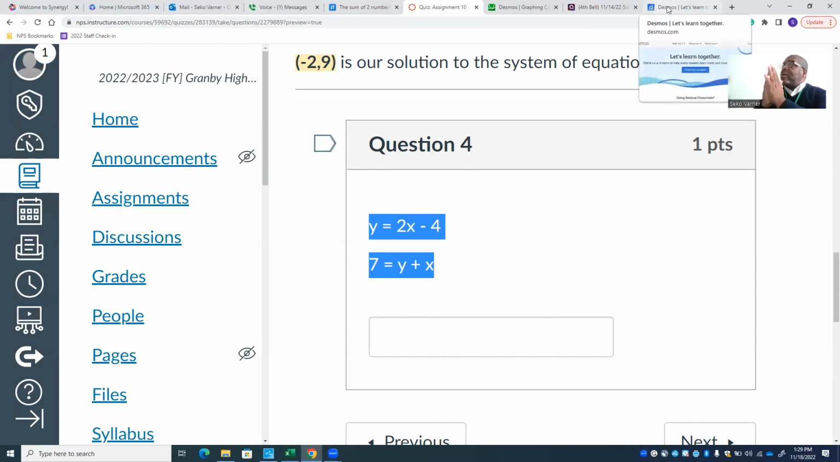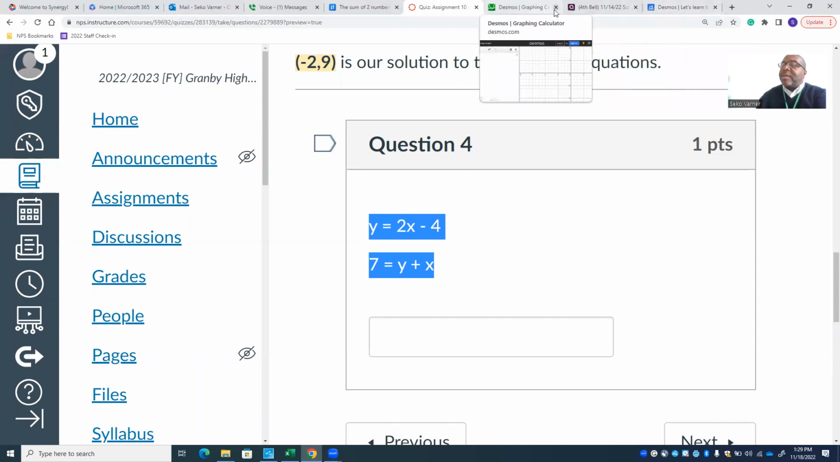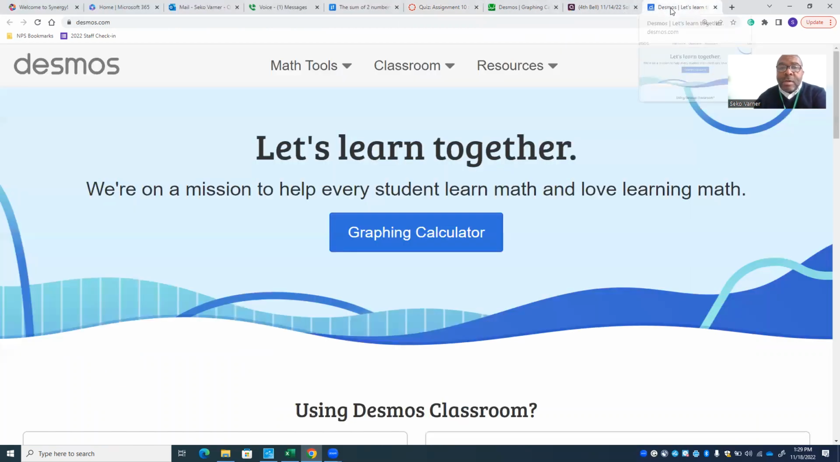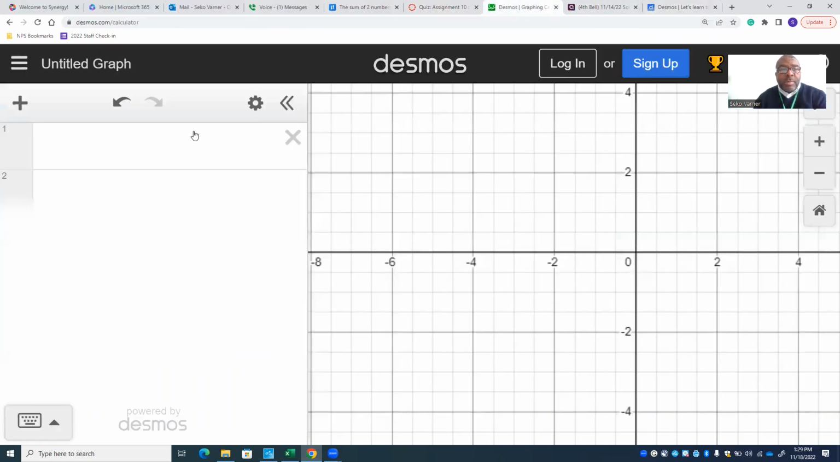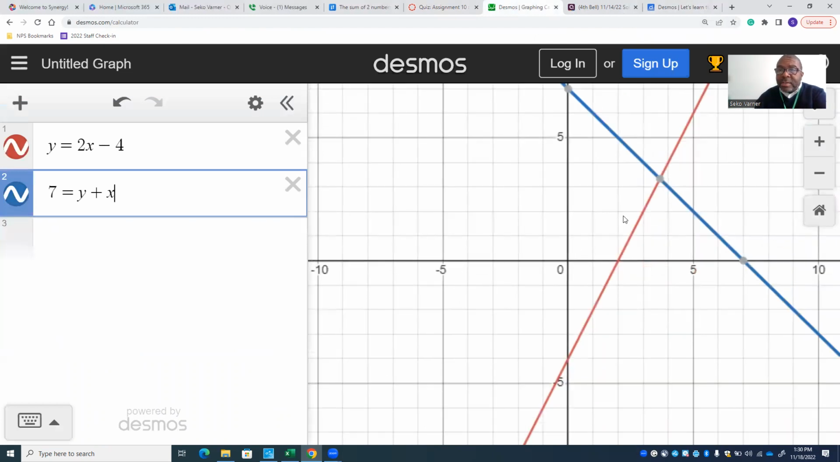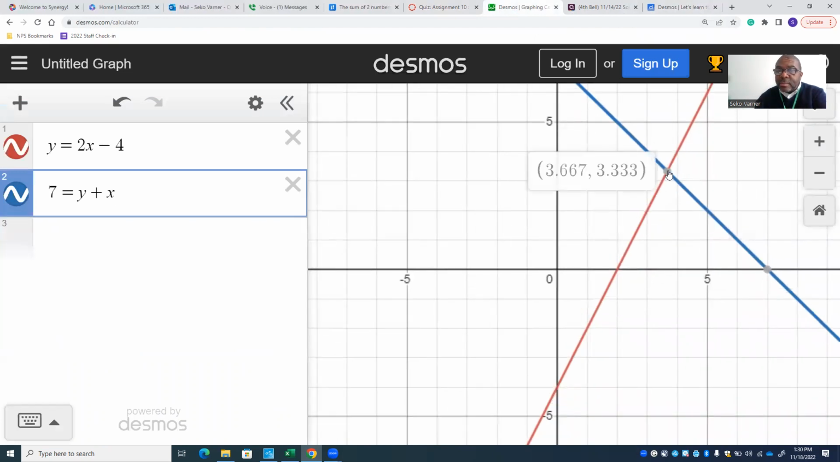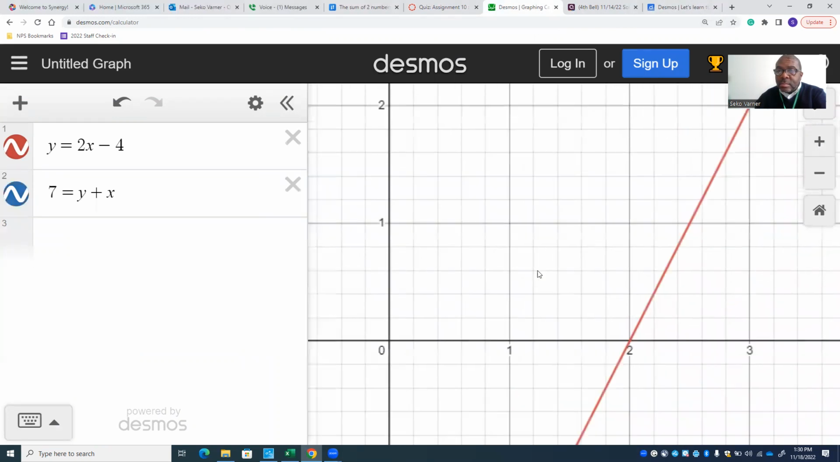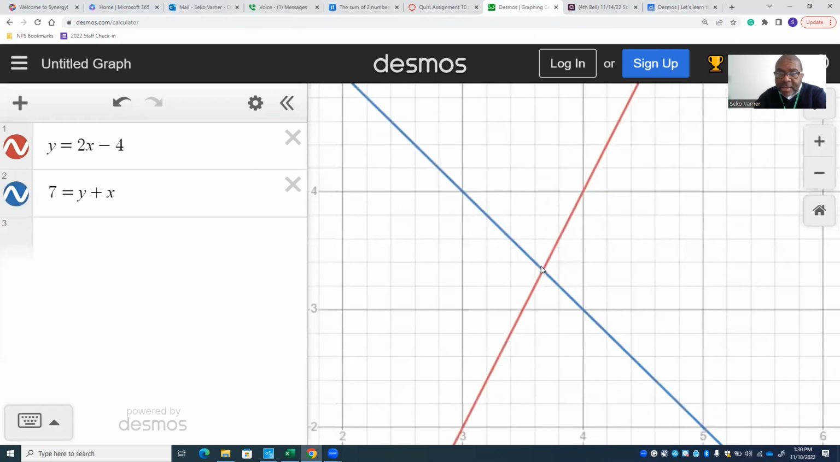All right. Well, it's a coordinate. So it's a parenthesis, then a number, then a comma, then a number. So when you answer that, you have to give the entirety of it. Okay, so it looks like here's the point where they intersect. Here's the red line, here's the blue line. This is the red one. That's the blue one. This is the solution to the set.